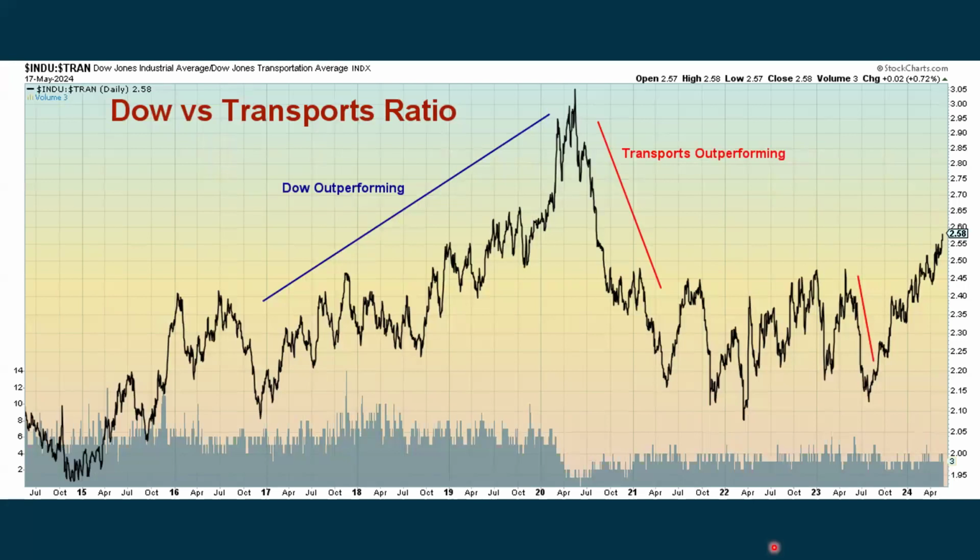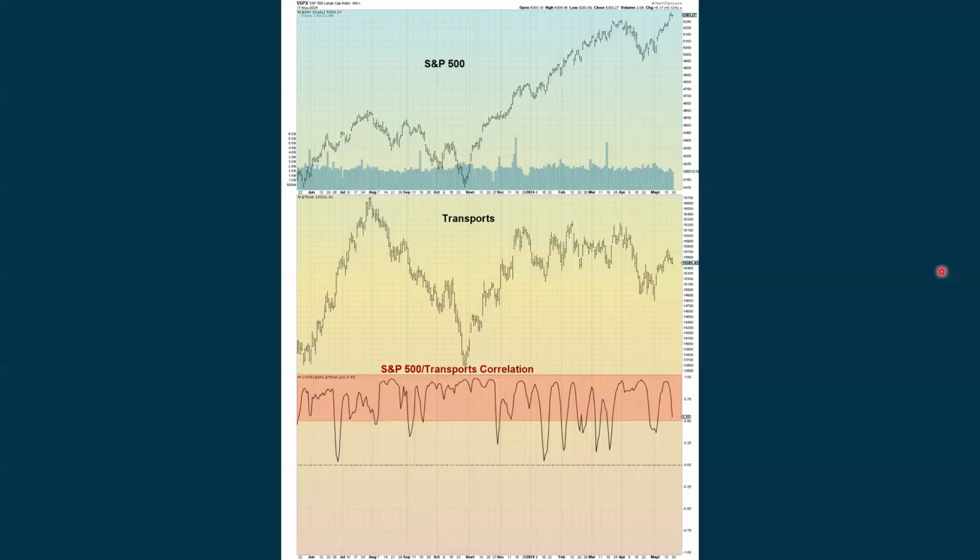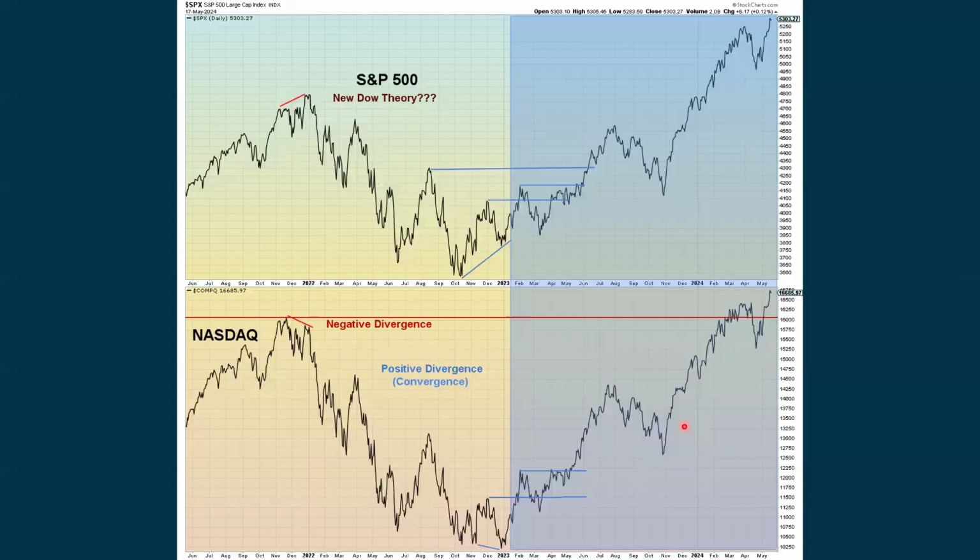We look at the Dow to transports and take a ratio. When this is going up, that means the Dow is outperforming. And we look at the relationship between the S&P on top and the transports, and they're kind of neutral right now. The S&P has been really solid. Transports have not really been solid, so their correlated relationship is starting to not really mean that much at the present time. And we take a new idea behind Dow theory. Instead of using the Dow, we might use the S&P 500. Maybe that's a better representation of the US economy.